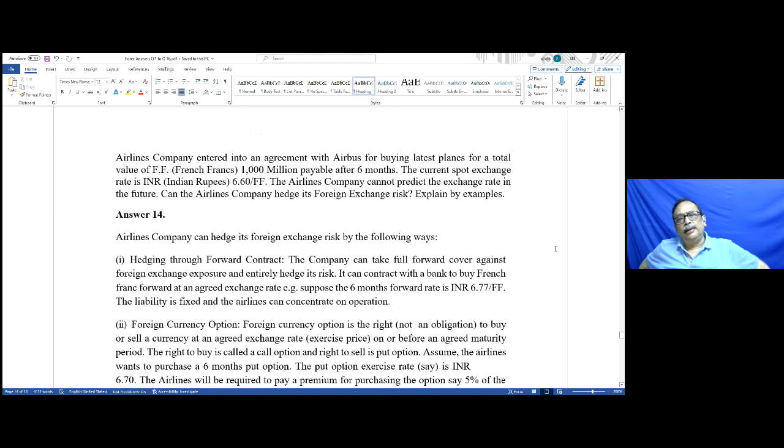Airlines company entered into an agreement with Airbus for buying latest planes for a total value of French franc FF 1,000 million payable after 6 months. The current spot exchange rate is Indian rupees 6.60 to FF. The airlines company cannot predict the exchange rate in the future. Can the airlines company hedge its foreign exchange risk?